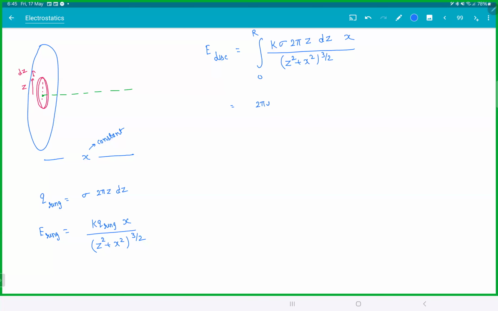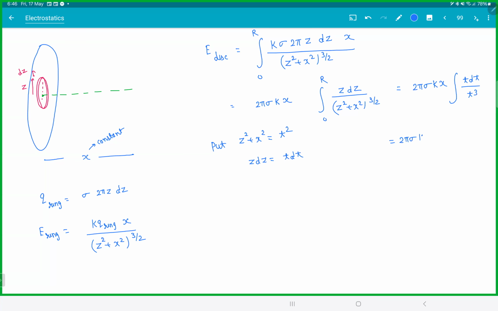So 2 pi sigma k x integral z dz by z square plus x square whole power 3 by 2. This you must have done in maths. If you have done integration, you would realize this is integration by substitution. Put z square plus x square equal to t square. Differentiate this, so z dz will be t dt. Substitute the limits. 2 pi sigma k x integral t dt by t cube, meaning it becomes quite an easy integration actually.